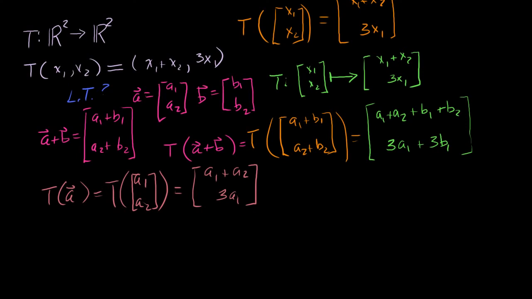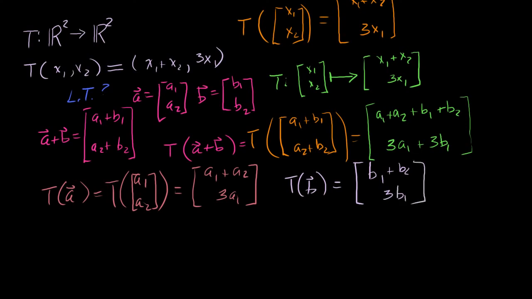By the same argument, what is the transformation of our vector b? Well, it's just going to be the same thing with the a's replaced by the b's. So the transformation of our vector b, b is just b1, b2, is going to be b1 plus b2. And then the second component in the transformation will be 3 times b1.